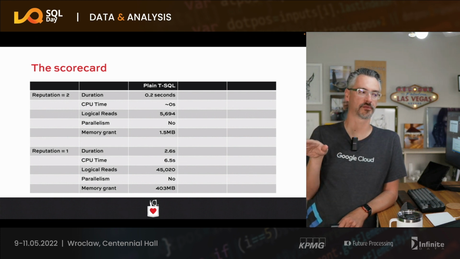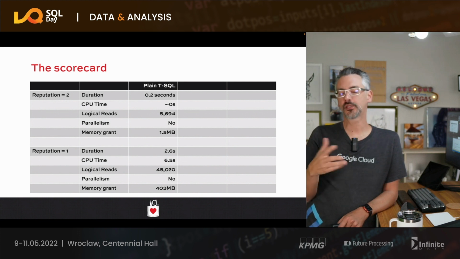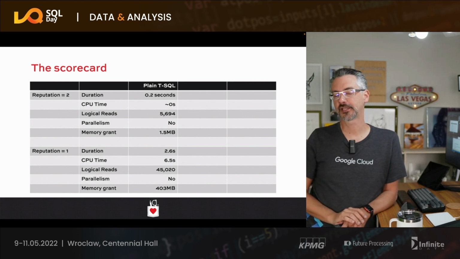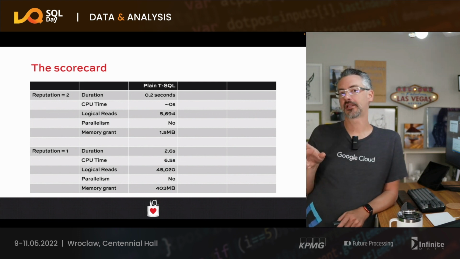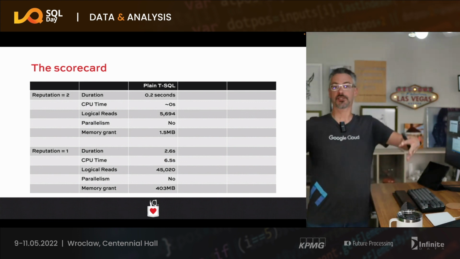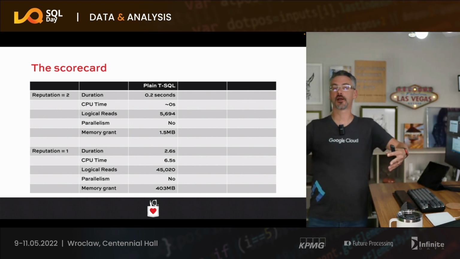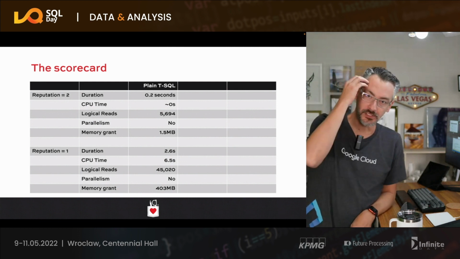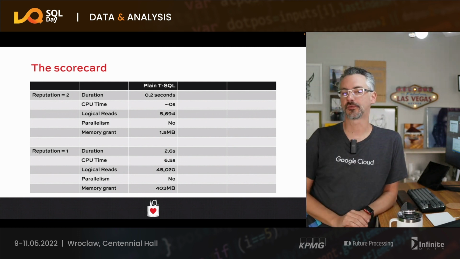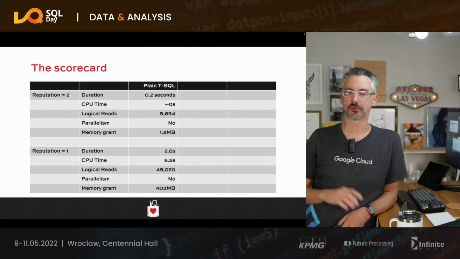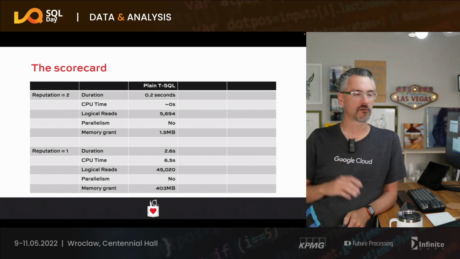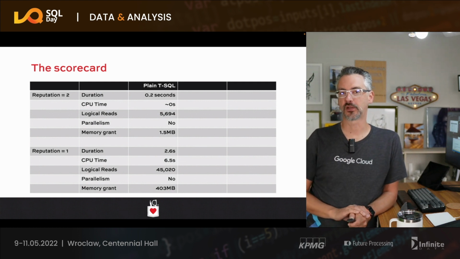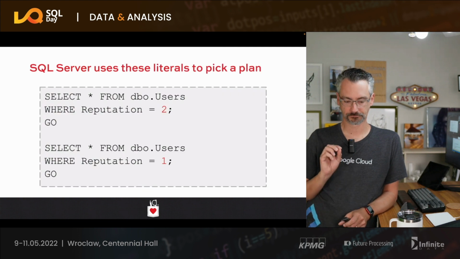Whereas on the second part of this, for reputation equals 1, this query takes longer, 2.5 seconds, which still isn't terrible to a lot of users. But notice that in that 2.5 seconds, it used 6 seconds worth of CPU time because the query went parallel. SQL Server knew that it was going to be a large amount of work to be done, so SQL Server decided to parallelize the query. SQL Server also knew a lot of rows were going to come back, so it did a bigger 400 megabyte memory grant in order to sort all of this data.